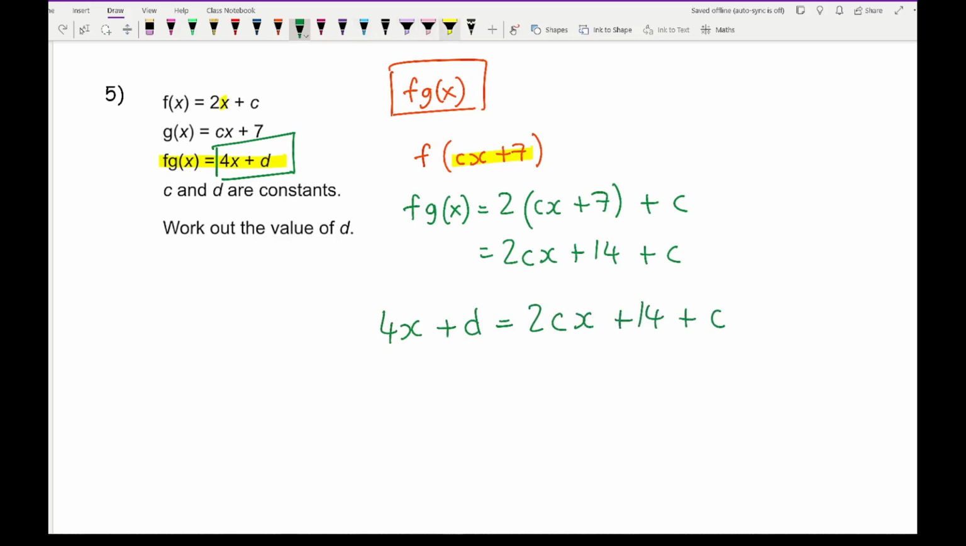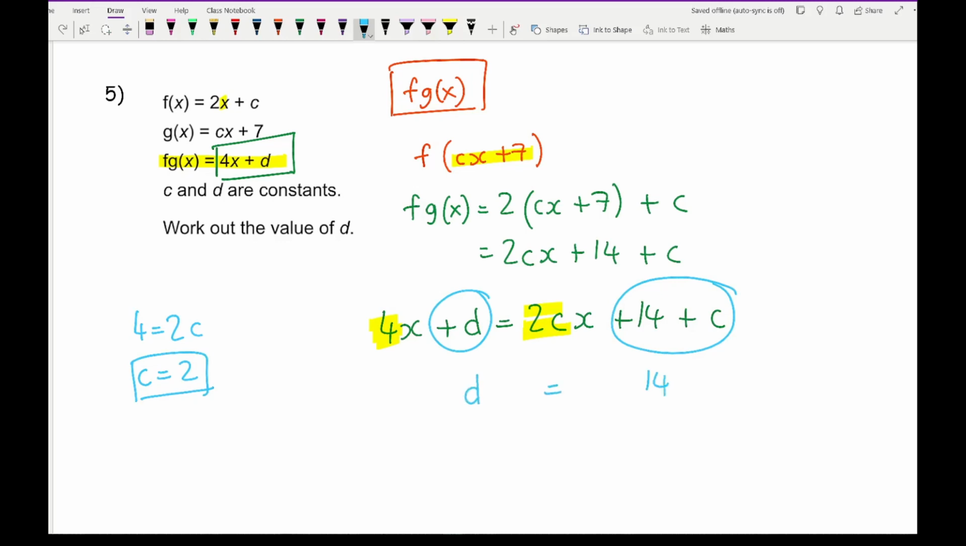Now looking at this and comparing the coefficients, that 4 must equal 2c. So 4 equals 2c, so then c equals 2. And looking at the constants, well, plus d must equal this. Well, if I know that c equals 2, I get d equals 14 plus 2. So d equals 16, and there is my final answer.